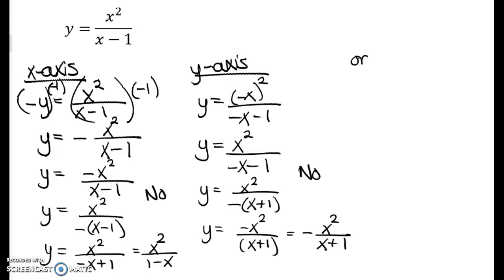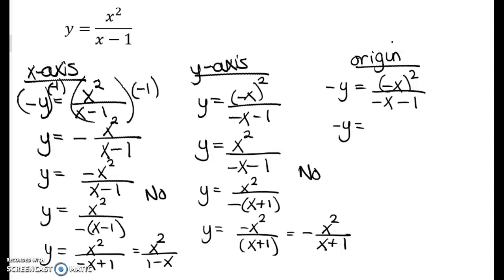Finally, let's look at origin symmetry. Now remember, most of the work has been done for us. So I'm going to leave the left-hand side as it is for a moment. When we square negative x, we get positive x squared. Now notice we have an extra negative on the left-hand side, so I'm going to factor a negative out of the denominator. Then I'm going to bring that negative up top, because typically that's where we put our negatives, and this should be a plus 1.